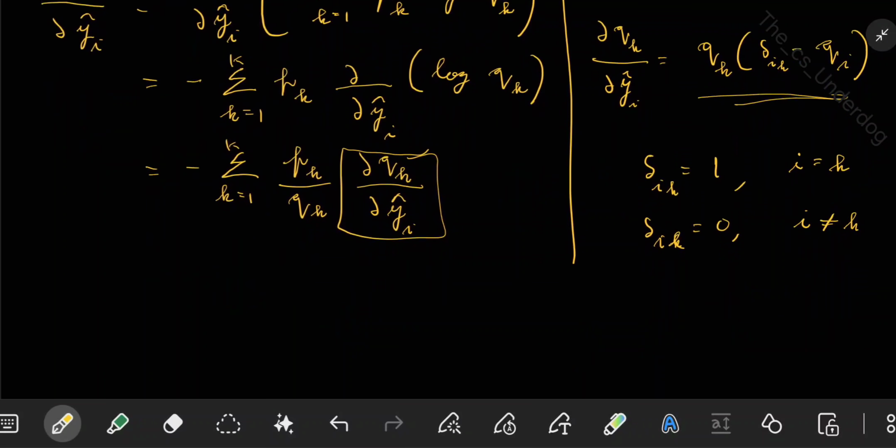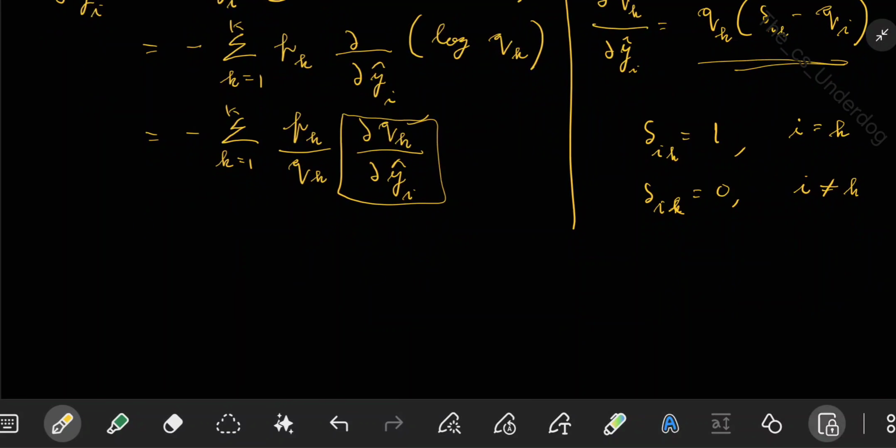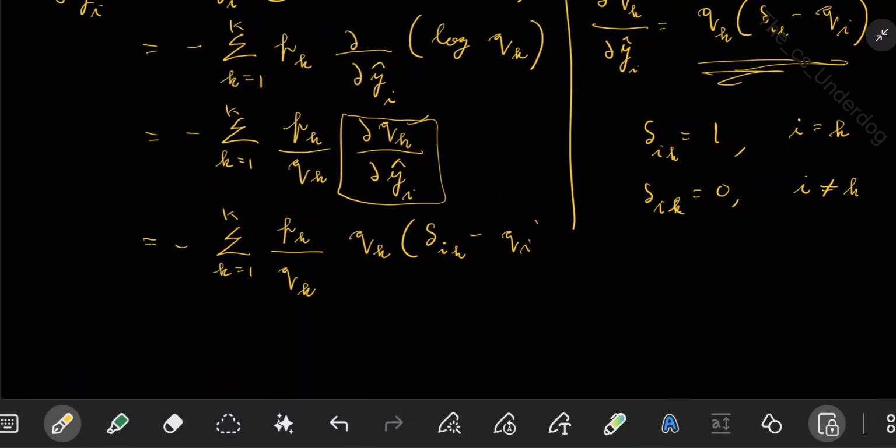This is the scenario. So I'm going to directly substitute here so that my solving will become easier. This is equal to minus the sum over k equal to 1 to k of pk by qk into, what am I going to substitute here? This thing, that will be qk into del ik minus qi. So how can you solve this further? If I solve this further, this qk and this qk get cancelled. What remains is sigma k equal to 1 to k of pk into del ik minus qi.